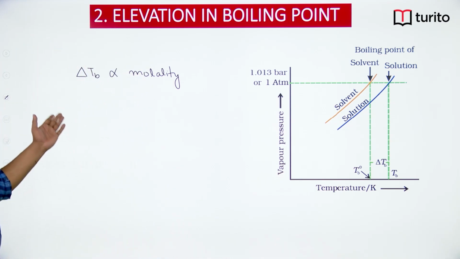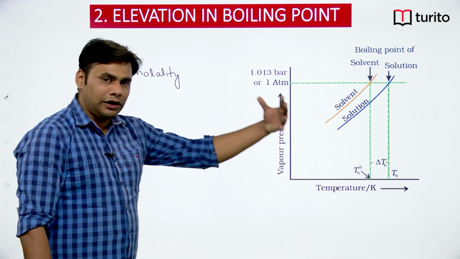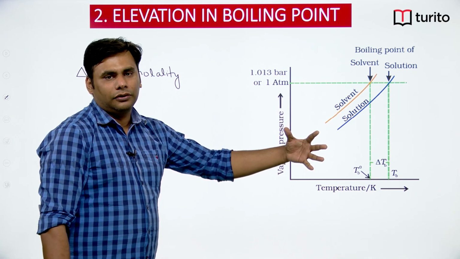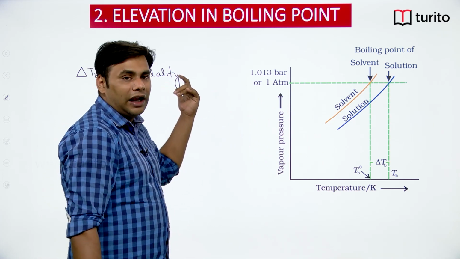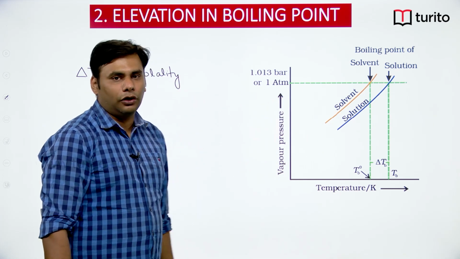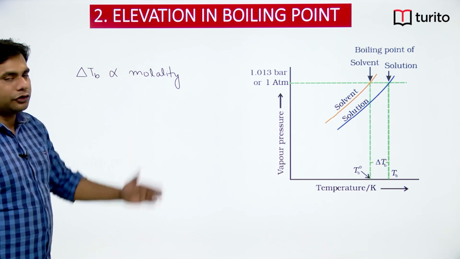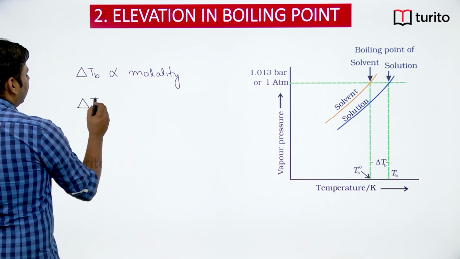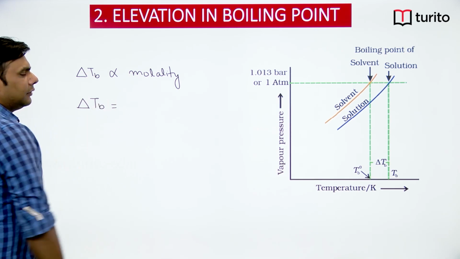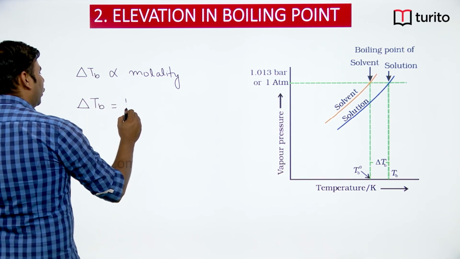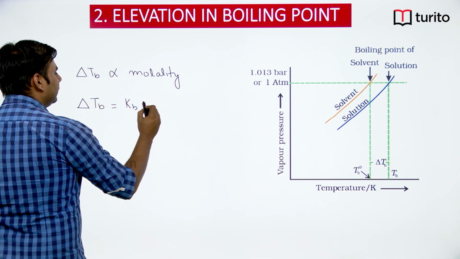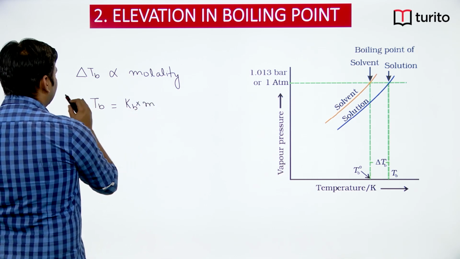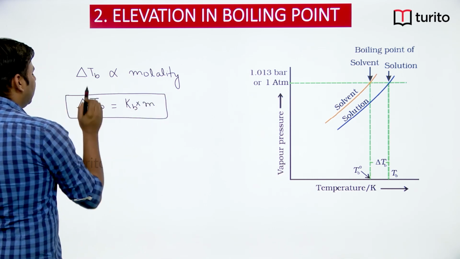Okay, so we know that the elevation in boiling point will be proportional to the amount of solute added. That is denoted by molality, because we know that molality is also a colligative property. So delta Tb is proportional to the molality of the solution. Now when you remove this proportional sign, we get a constant known as Kb. So this is basically delta Tb equals Kb into m.